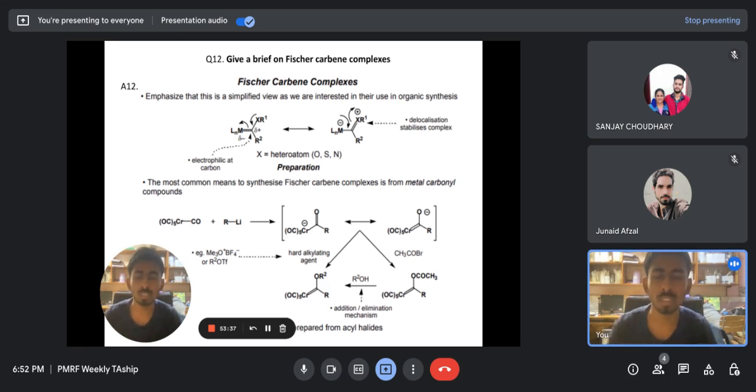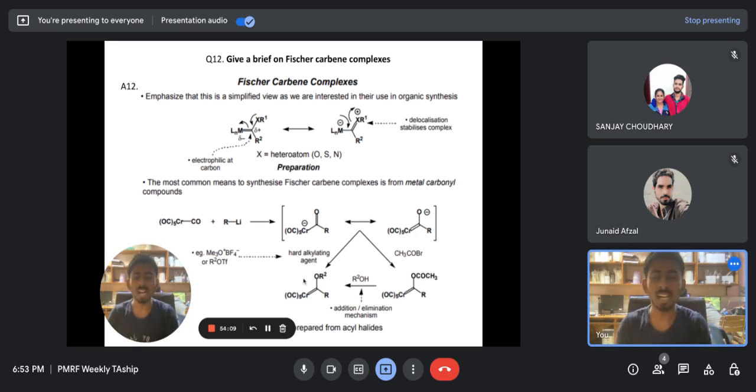The most common synthesis of these Fischer carbene complexes is from metal carbonyl compounds. This is a classic Cr(CO)6 compound. When it is treated with alkyl lithium, RLi, R minus will be attacking the carbon, and we are having this acyl moiety, Cr minus (CO)5 RCO. The other canonical resonance form is shown like this, a negative charge on the oxygen and a double bond between the chromium and the carbon.